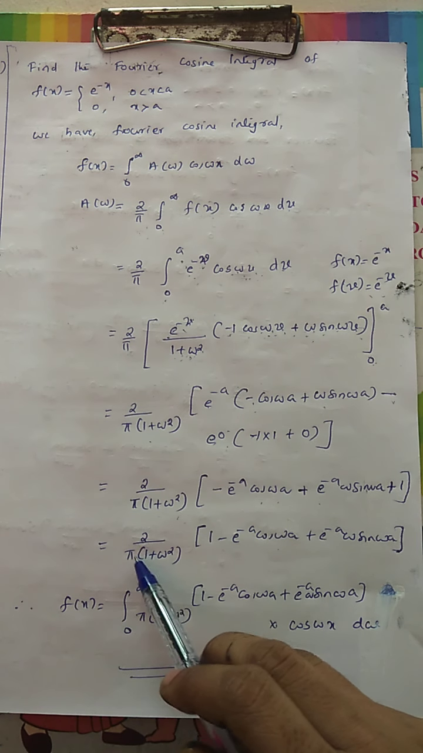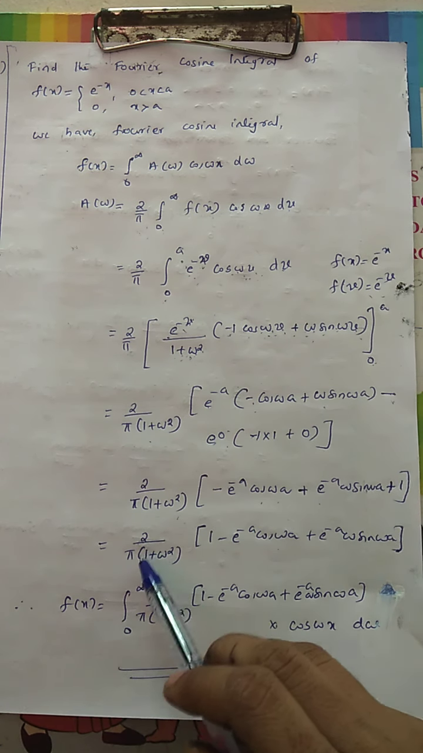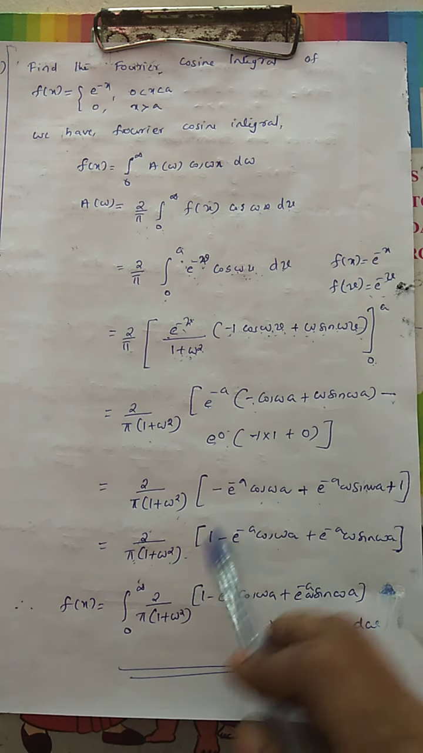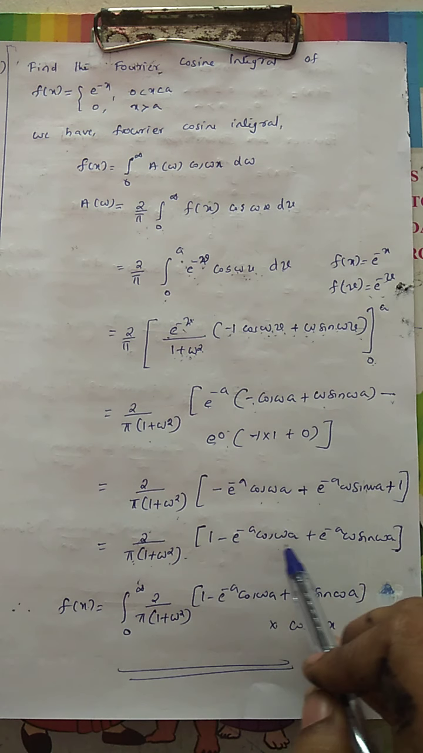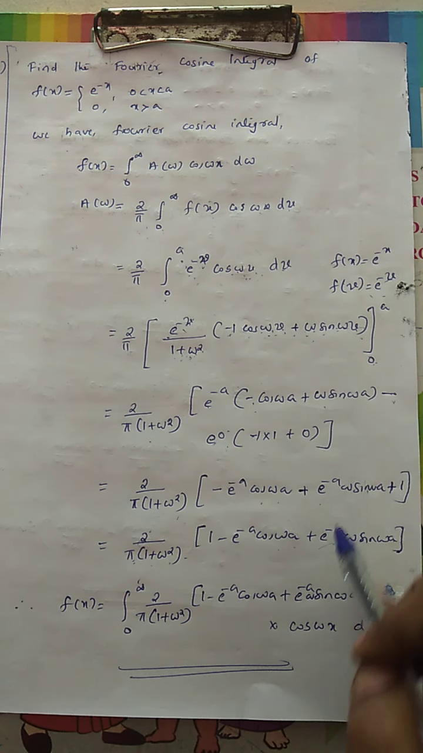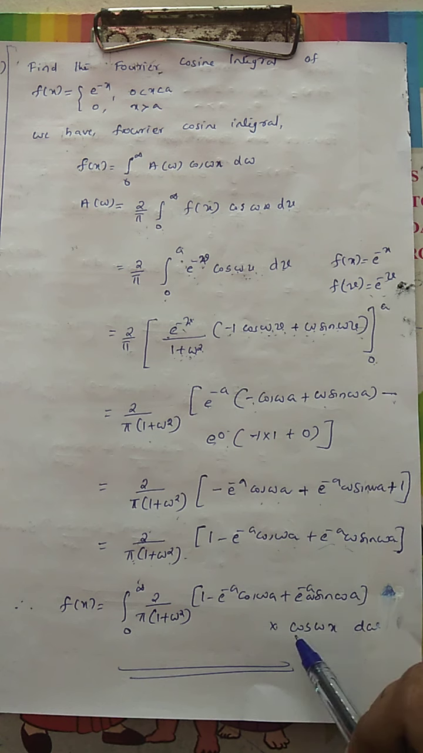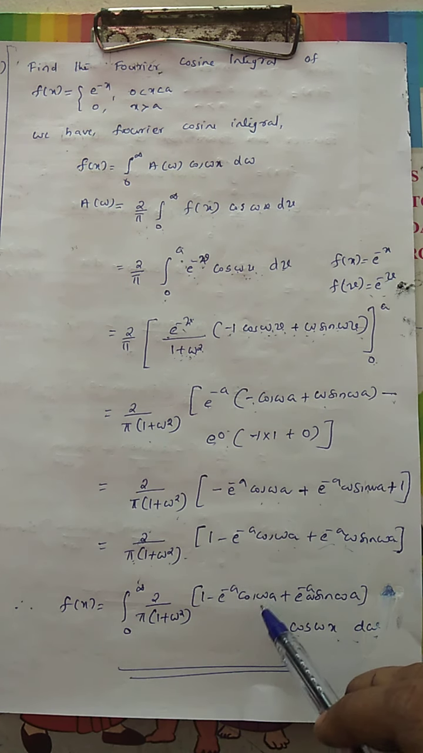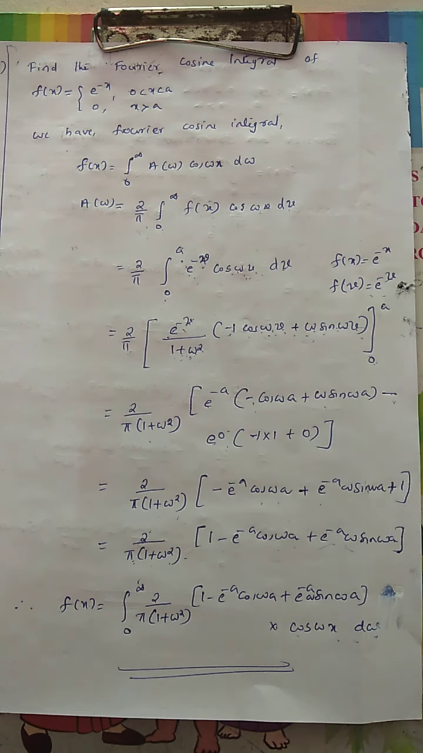So you will write f of x is 2 by pi into integral 0 to infinity, 2 by pi, 1 plus omega square into 1 minus e raised to minus a cos omega a plus e raised to minus a omega sin omega a, into cos omega x d omega, which is the Fourier cosine integral representation of the given function.